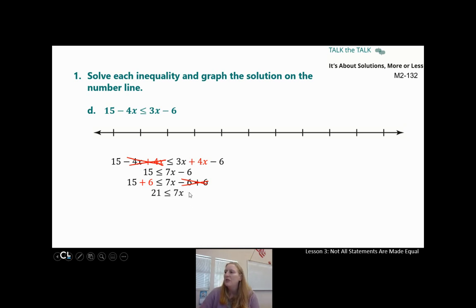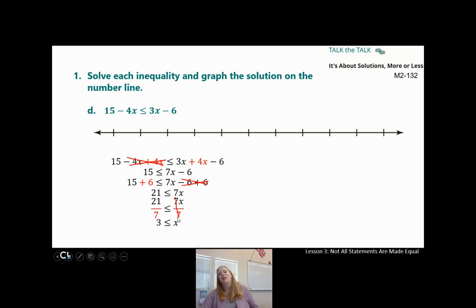Last but not least, in order to get the x alone, I will divide both sides by 7. And since it's positive, I don't have to flip the inequality, so that's good. And of course, these cancel out. It's why we did it. And fortunately, this is a nice one. 21 divided by 7 is 3.